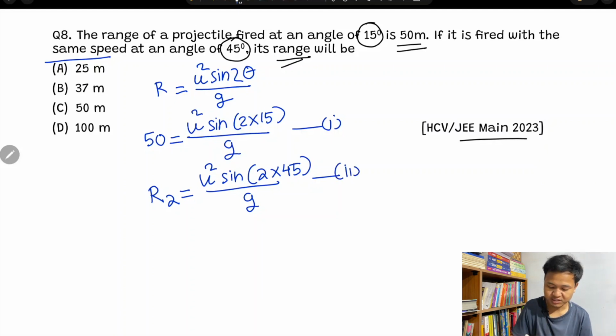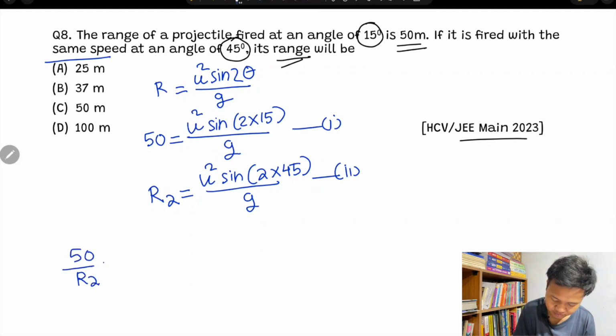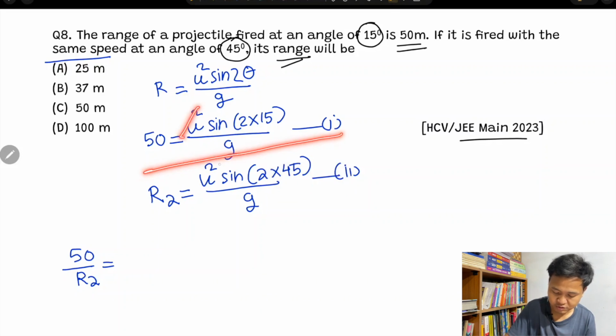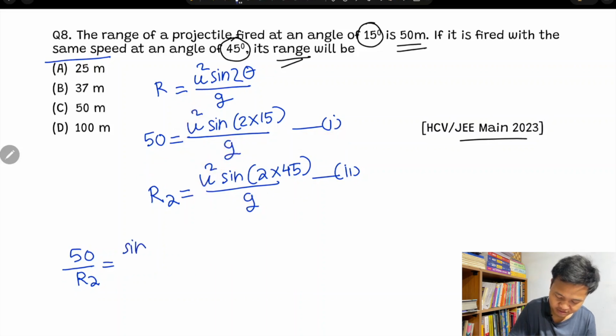Now just divide them: 50 divided by R2. Let's see if I divide here, u square gets cancelled out and g gets cancelled out. So what you'll have is sin 15 into 2, which is 30, divided by sin 45 into 2, which is 90. So this is left.